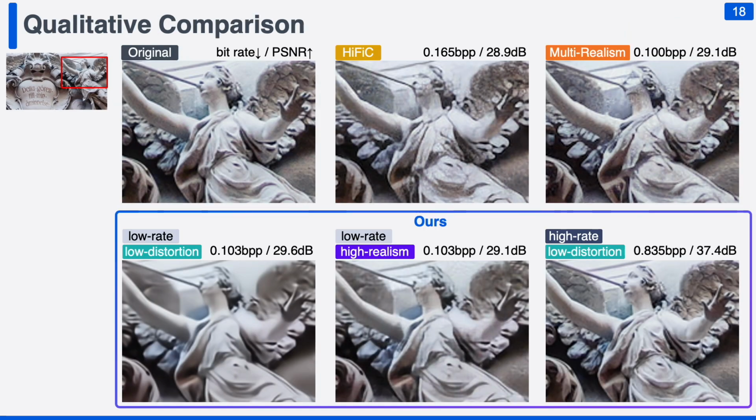Finally, we show a qualitative comparison between our model and state-of-the-art generative NIC models. For ours, we show three reconstructions under different configurations. As you can see, our low rate, low distortion mode achieves high PSNR with small data size, and the low rate, high realism mode looks more realistic than existing methods, and our high rate, low distortion mode accurately preserves the details of the original image.